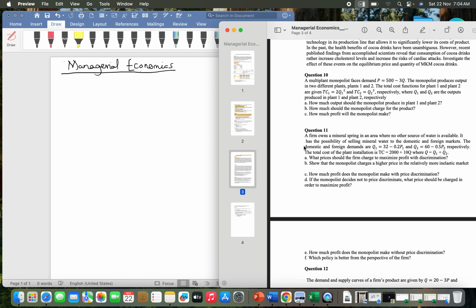So with our first question, or first let's remove the information. So we're given two markets, domestic and foreign markets.